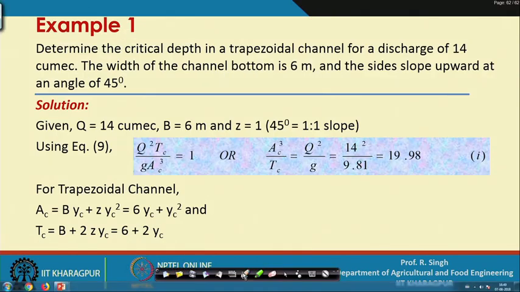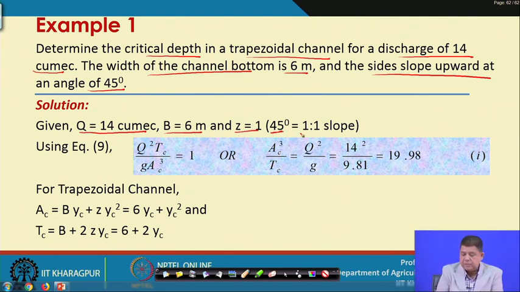So, if you look at example number 1, it says determine the critical depth in a trapezoidal channel for a discharge of 14 cubic meters per second. The width of the channel bottom is 6 meter and the side slope is at an angle of 45 degrees. So, the data given are Q equals 14 cubic, b equals 6 meters and z is 1, because 45 degrees is nothing but a 1:1 slope.